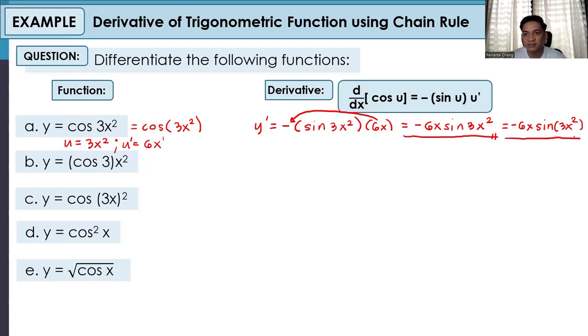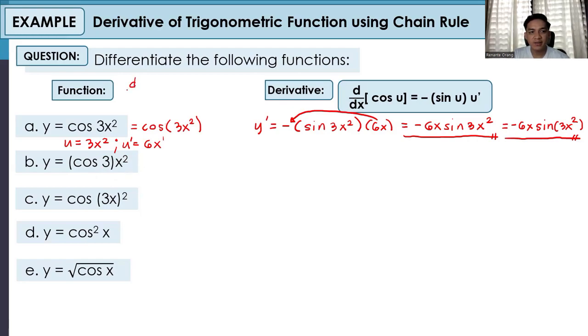Final answer. So, how about if nakaseparate siya? Cosine 3, then open and close parenthesis. Tapos, multiplied by x squared. So, analyze natin, class. Si cosine of 3 is a constant kasi wala siyang variable sa loob. So, we will just treat cosine 3 as a constant. Ibig sabihin, we will just differentiate this one using our constant multiple rule.